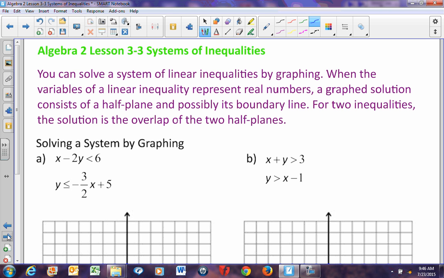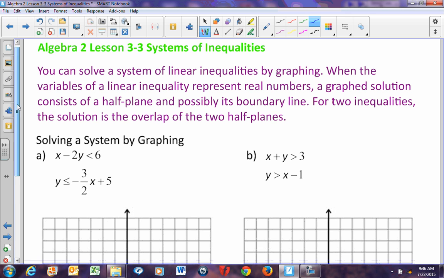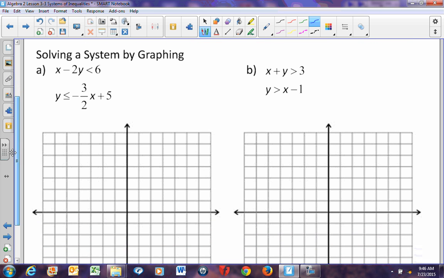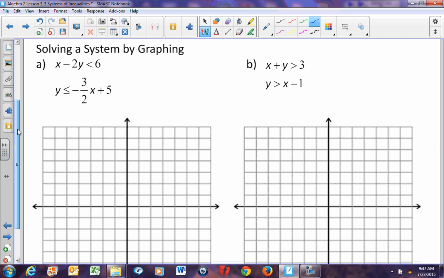In other words, when you shade it where the two shadings overlap, that's the solution to the system of inequalities. Remember, with your boundary lines, if it's a greater than or less than, it's a dashed line. If it's greater than or equal to or less than or equal to, it's a solid line. If it includes the value, then the boundary line is a solid line. If it doesn't include the value, then the boundary line is a dashed line. So let's take a look at this first problem here. Solving a system by graphing.